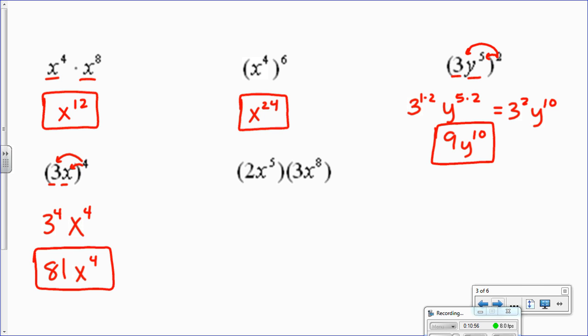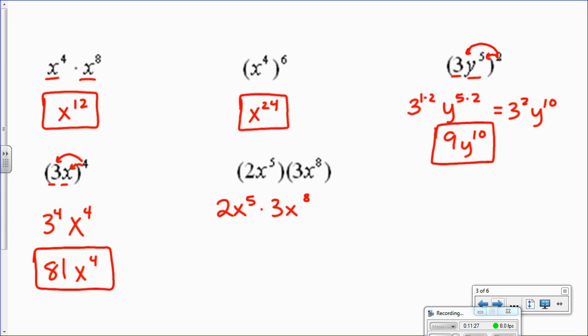Okay, this next one is a little bit tricky. I have 2x to the 5th and I have 3x to the 8th. I see parentheses, and parentheses make me want to multiply. However, I don't have any exponent outside of the parentheses. So these parentheses here are just telling me that I'm multiplying. So if I rewrite it using a dot instead of the parentheses, then I think it becomes a little bit easier.